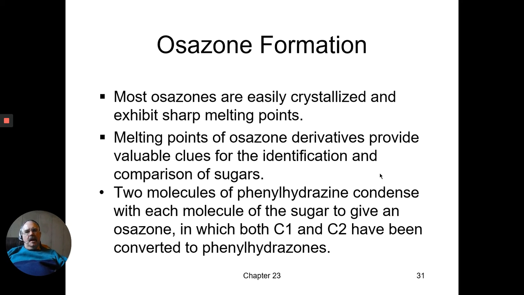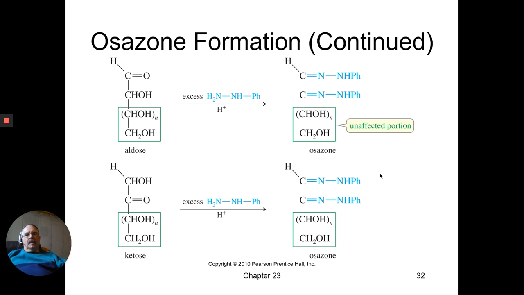This uses 2 molecules of phenylhydrazine. And actually, to carry this out, you need 3 equivalents of phenylhydrazine because one is involved in an oxidation. So 2 molecules condense, and both C1 and C2 have been converted to phenylhydrazones. We can do this with aldoses and ketoses. So one equivalent oxidizes this to an aldehyde and this one to a ketone.